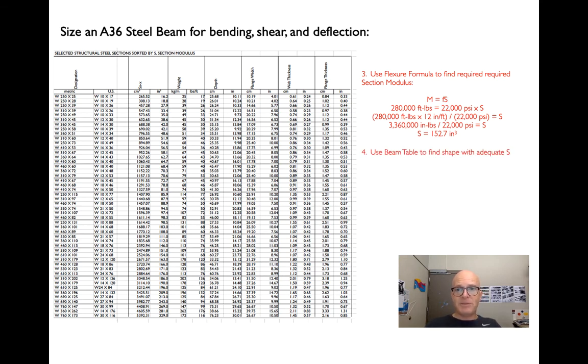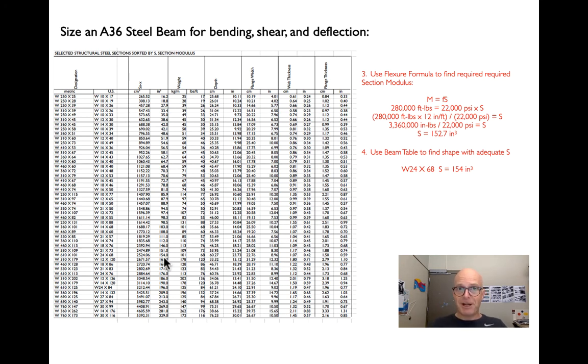Now we go to the beam table and we try to find a shape that has a section modulus greater than 152.7. If we come down here and look, we get bigger and bigger into the hundreds, and then right there, a W24 by 68 has a section modulus of 154 inches cubed. Now, that is greater than 152.7.